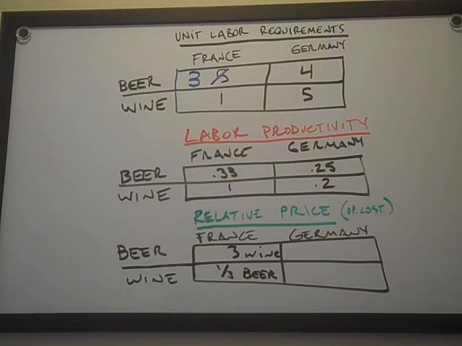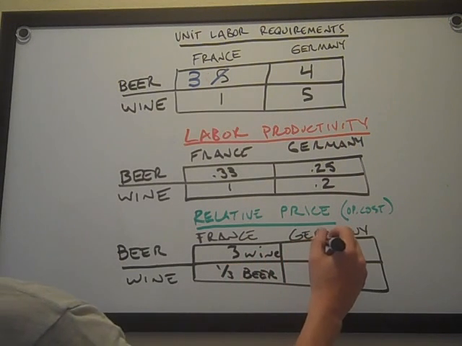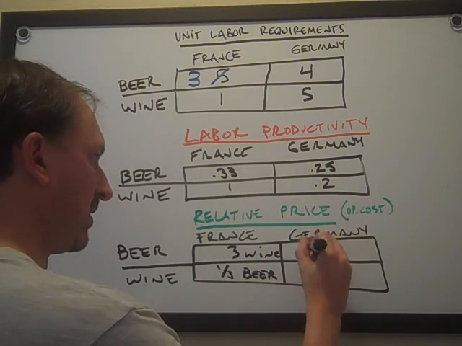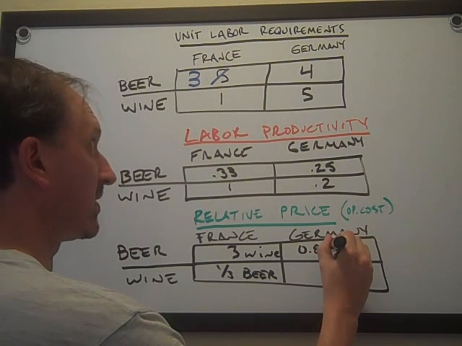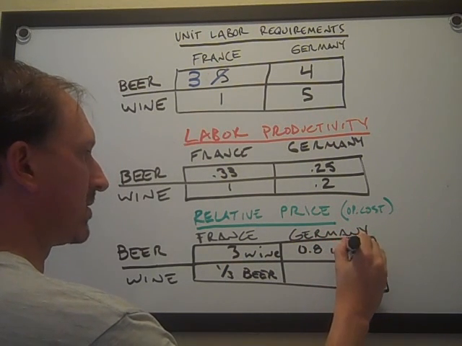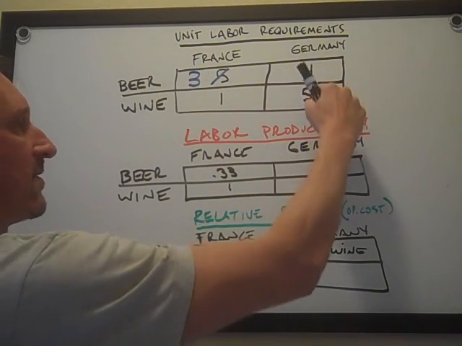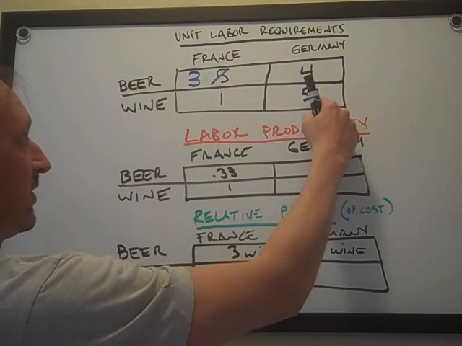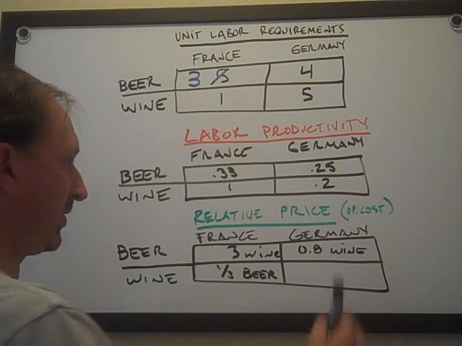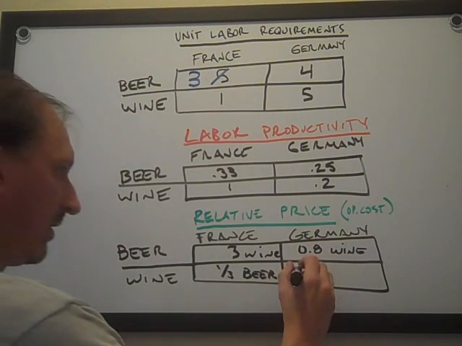Now we can figure out these same numbers for Germany, and for Germany, for beer, it's 0.8 units of wine, right? So they have 4 hours. If they make 1 unit of beer, that's 4 hours, so they can make 4/5 of a unit of wine, or 0.8 units of wine, and then the opposite's true.